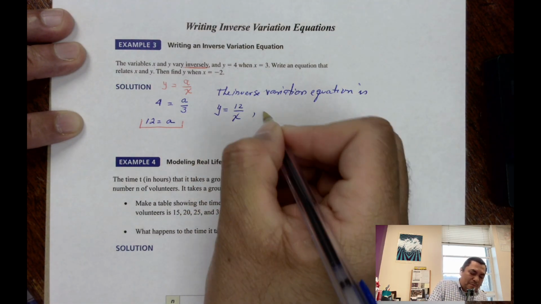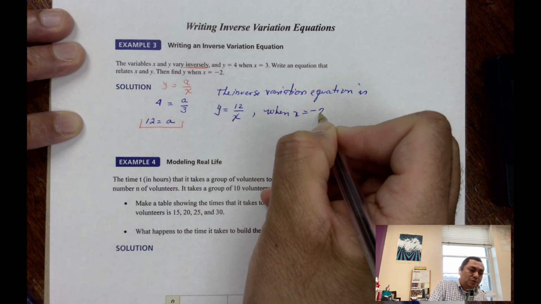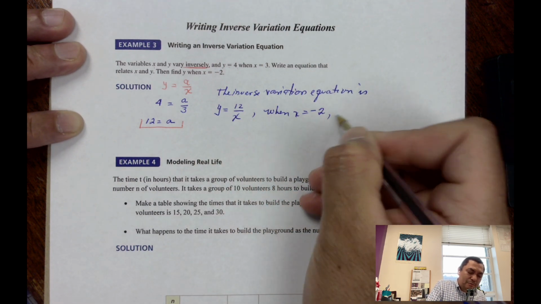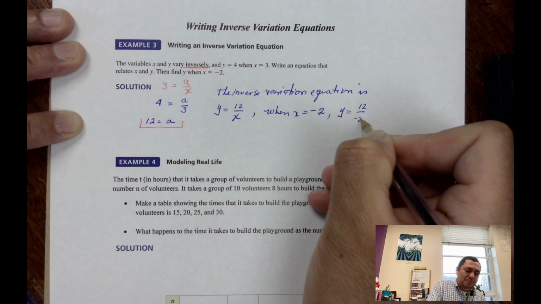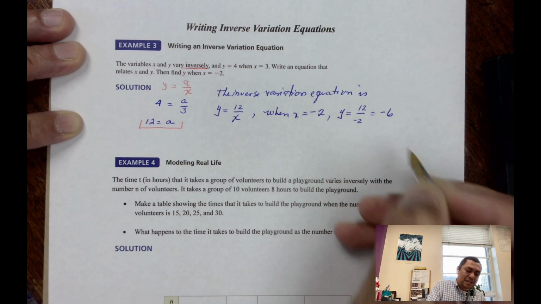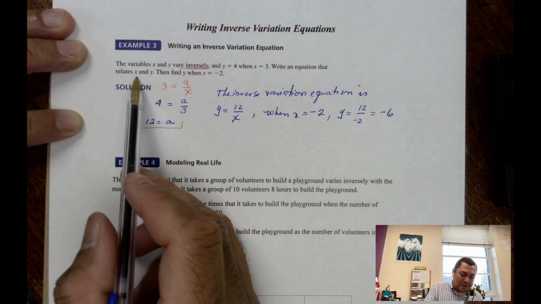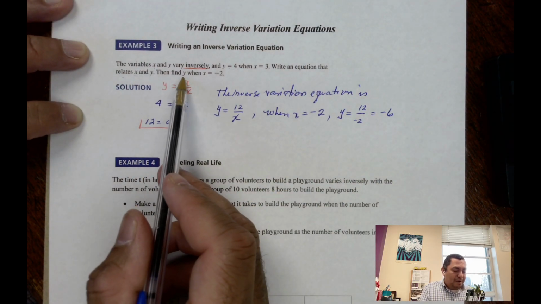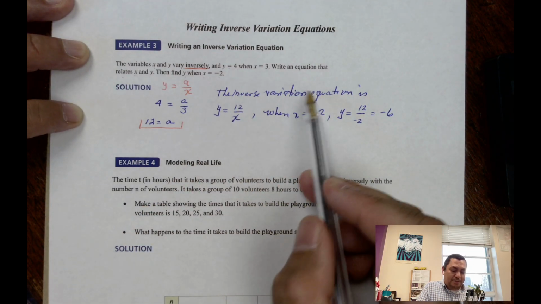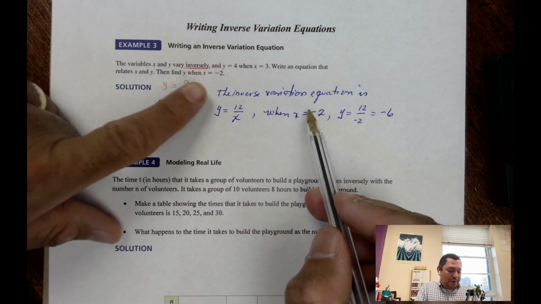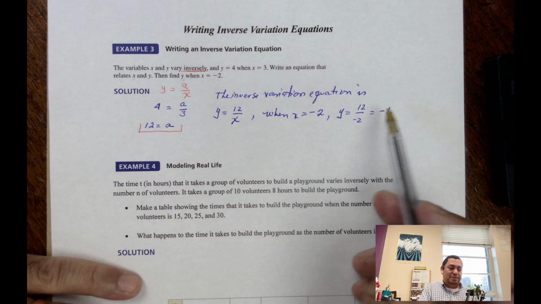And in this case, remember when x equals negative 2, then we have that y equals 12 over negative 2 equals negative 6. Okay, right? An equation that relates x and y, then find y when x equals negative 2. So I know my inverse variation equation. So now when x equals negative 2, it is 12 divided by negative 2 equals negative 6.